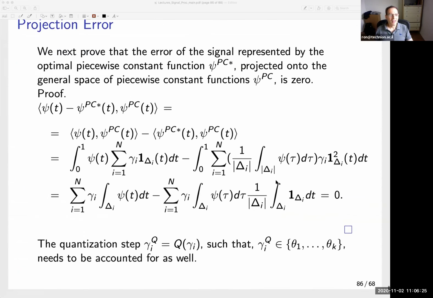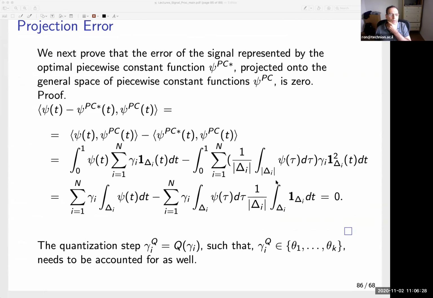So what we do next is we prove that the error of the signal represented by the optimal piecewise constant and then projected onto the general space of piecewise constant functions is 0. What do I mean by that? It means that among all possible piecewise constant functions, the one that gets me the averages is the optimal one. Okay, how do we do that?